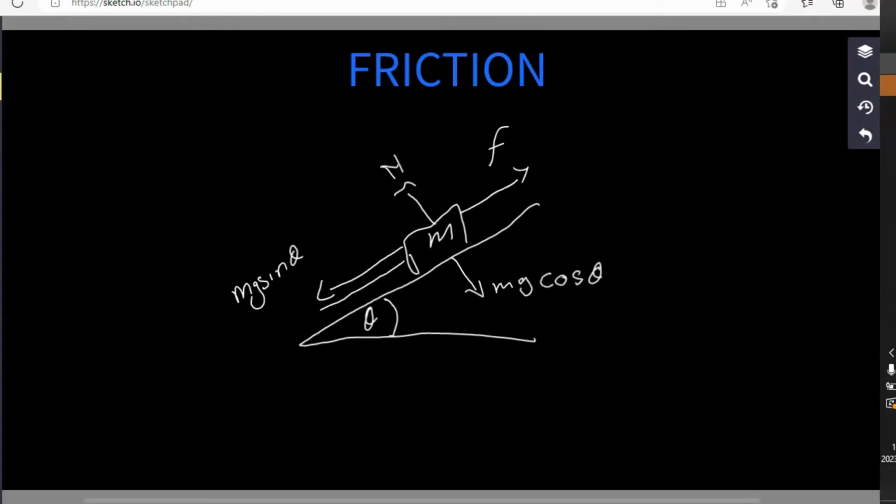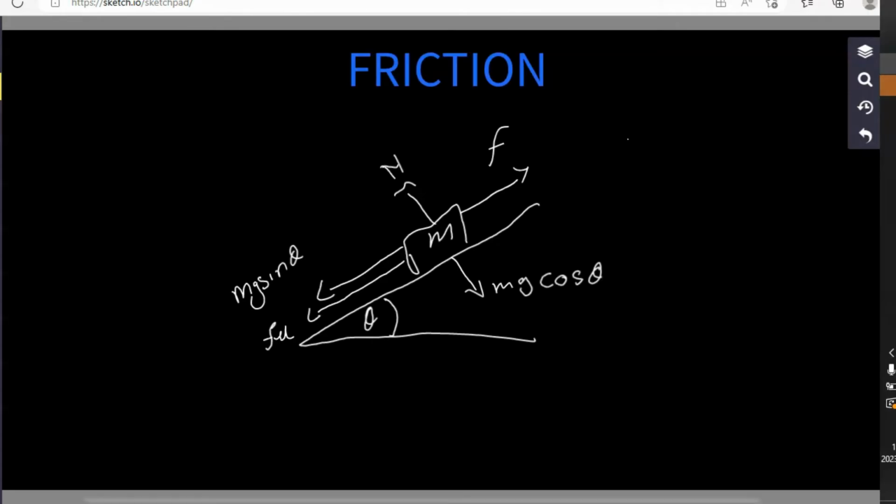Automatically we know that there will be a frictional force opposing motion. We know frictional force always opposes motion. We do not put the direction of frictional force before we know the direction of motion. If we do not know the direction of motion, that simply means we do not know the direction of frictional force, because frictional force always opposes motion.